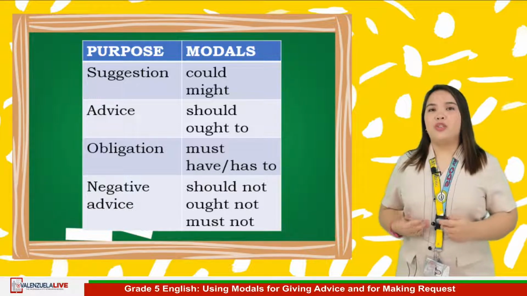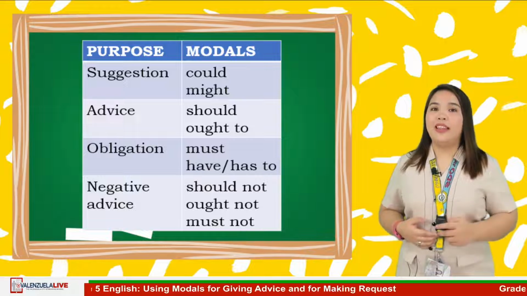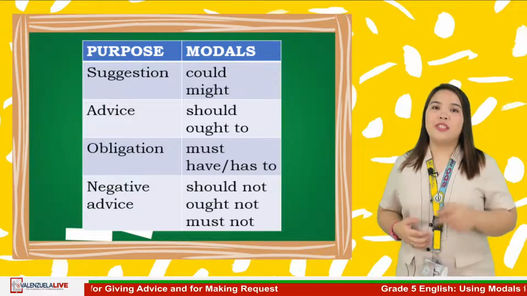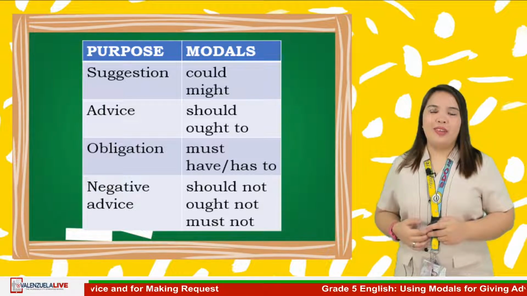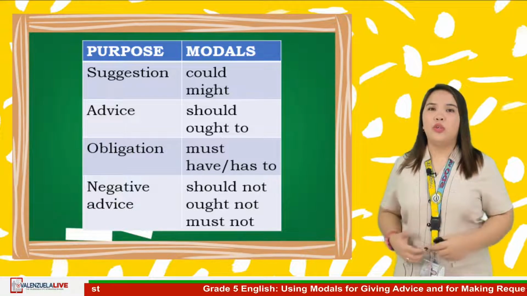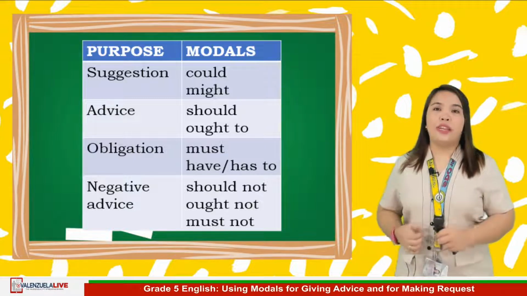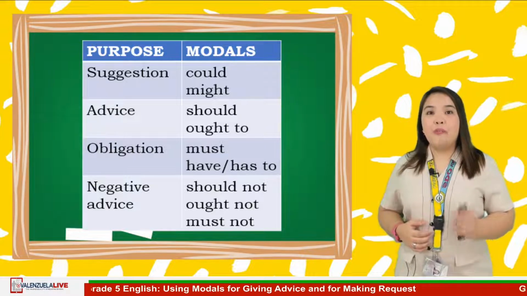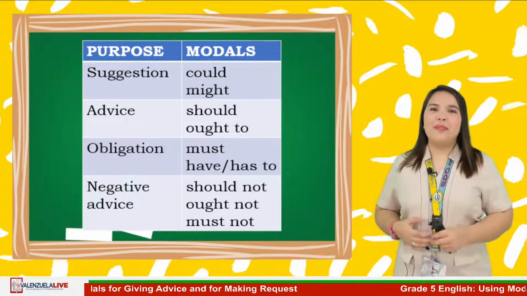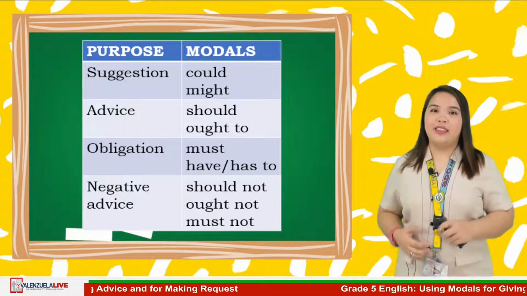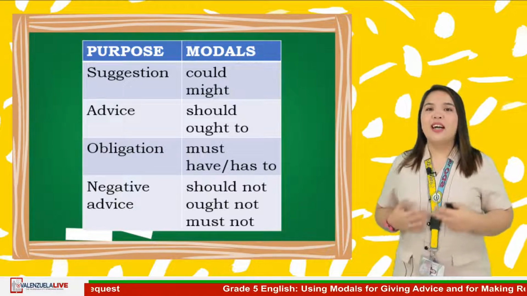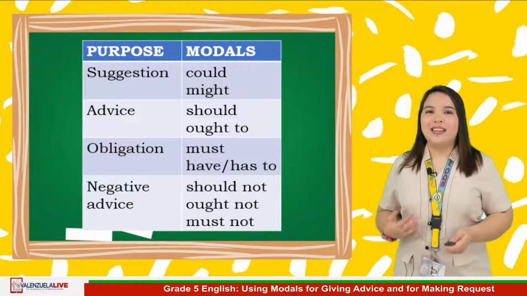Whenever making a suggestion, we can use the modals could and might. And if we want to give advice to our friends, we can use the modals should or ought to. For obligation, it means there is a strong feeling that you need to do it, or there is an urgency that you need to take action. We have to use must or have to or has to. And for negative advice, we will just add the negative word not after the modal should. So it will be should not, ought not, and must not.